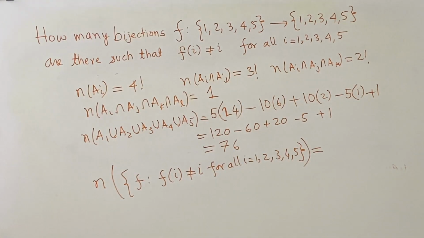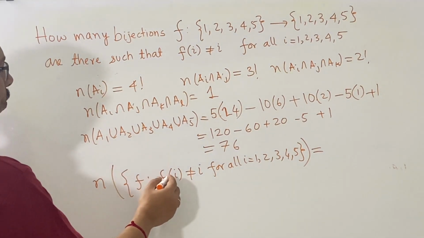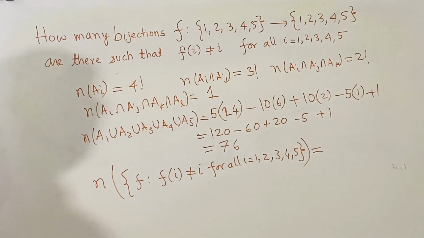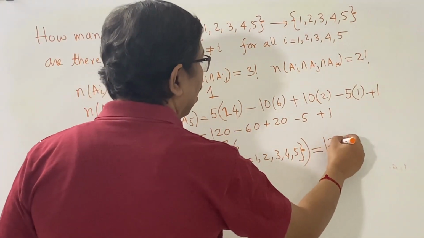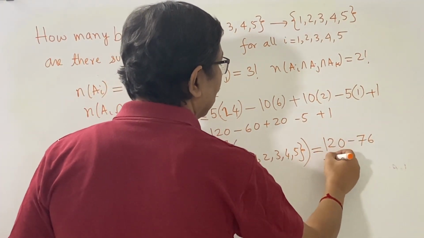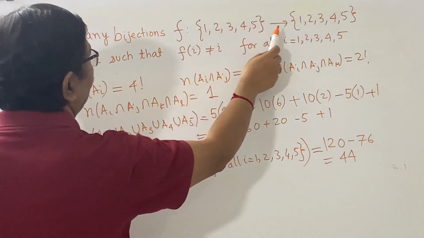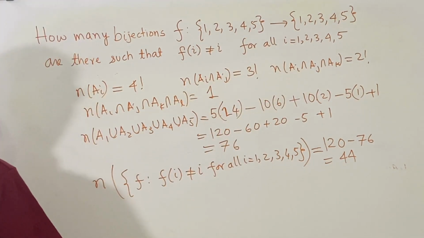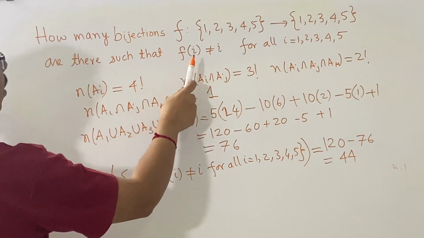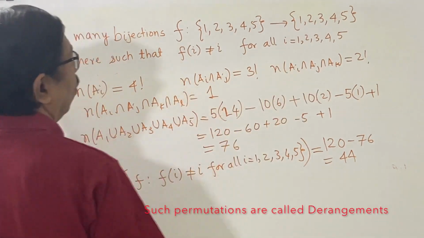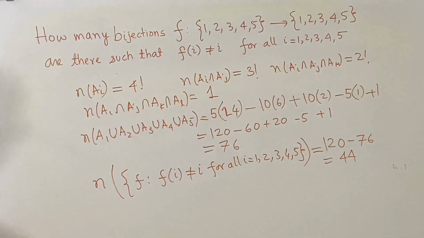So the number of elements in the set of f such that f(i) not equal to i for all i equal to 1, 2, 3, 4, 5 is 120 minus 76, which is 44. So there are 44 bijections from the set {1, 2, 3, 4, 5} to the set {1, 2, 3, 4, 5} such that f(i) is not equal to i for all i equal to 1, 2, 3, 4, 5. That's a good place to start.